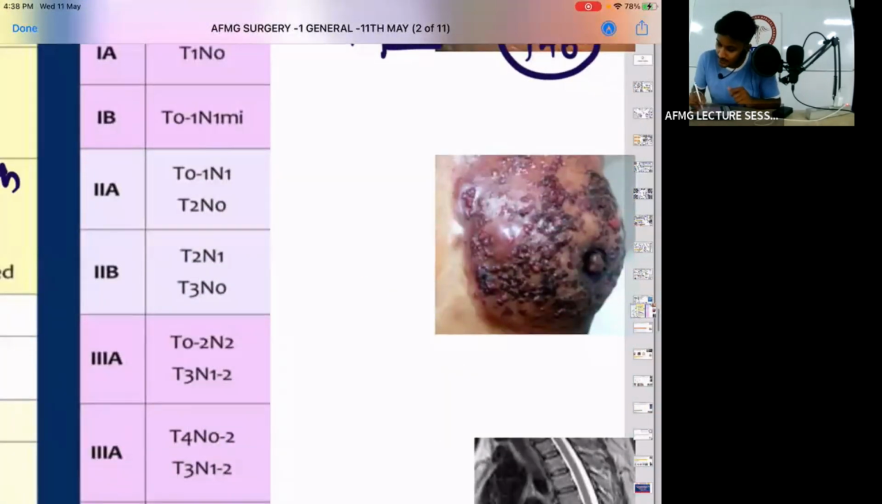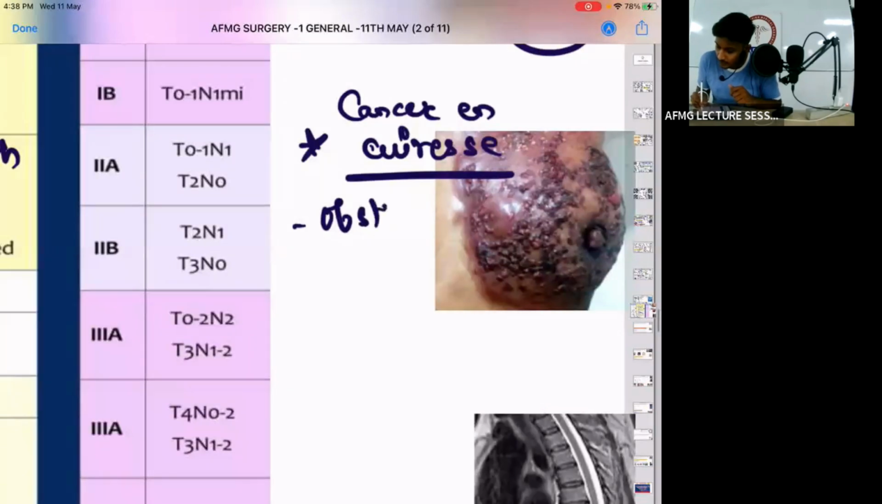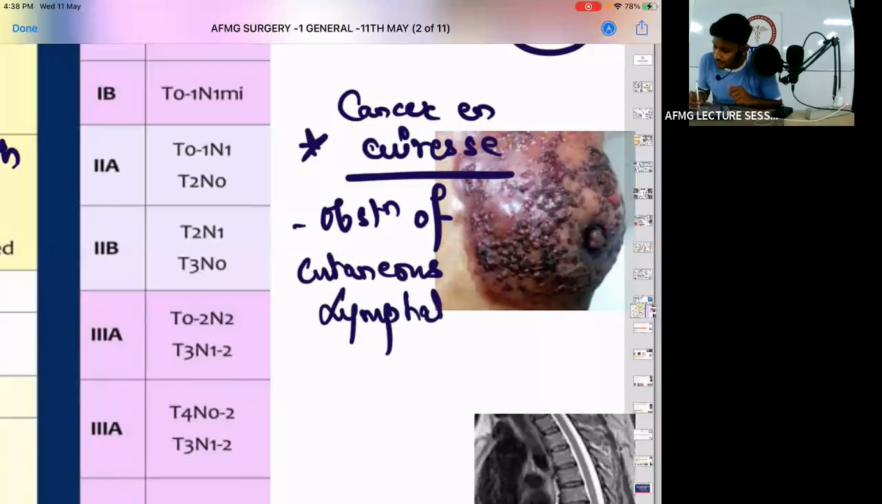Then if they ask you what this is, this is called cancer en cuirasse, and it is due to obstruction of cutaneous lymphatics. This can also be counted as skin involvement. Cancer en cuirasse, satellite nodules or peau d'orange, but no dimpling of skin and no retraction of nipple.